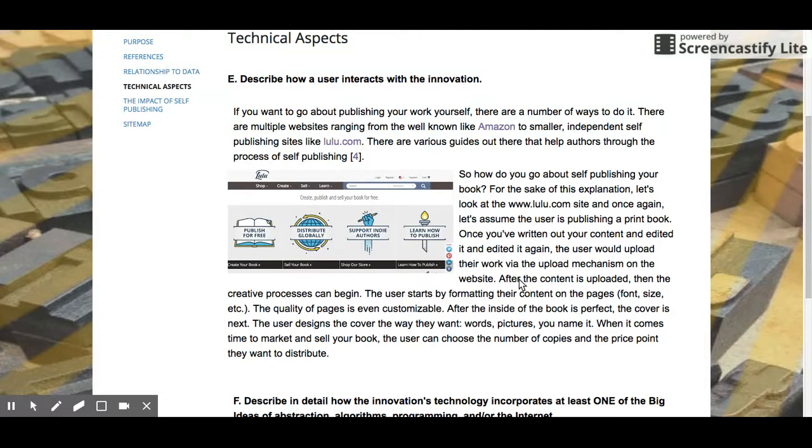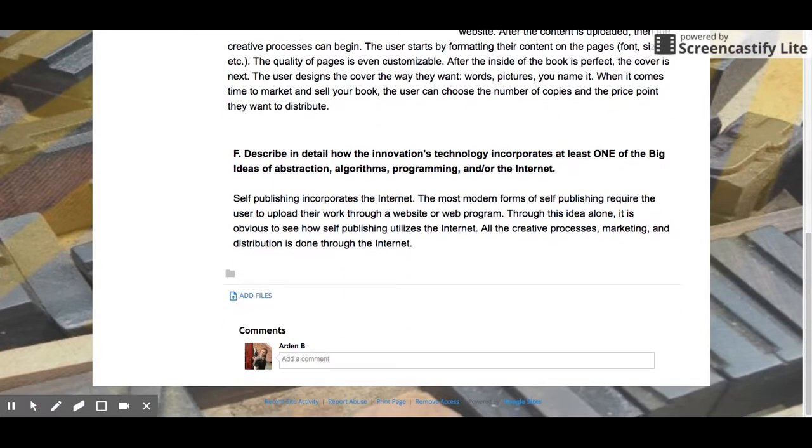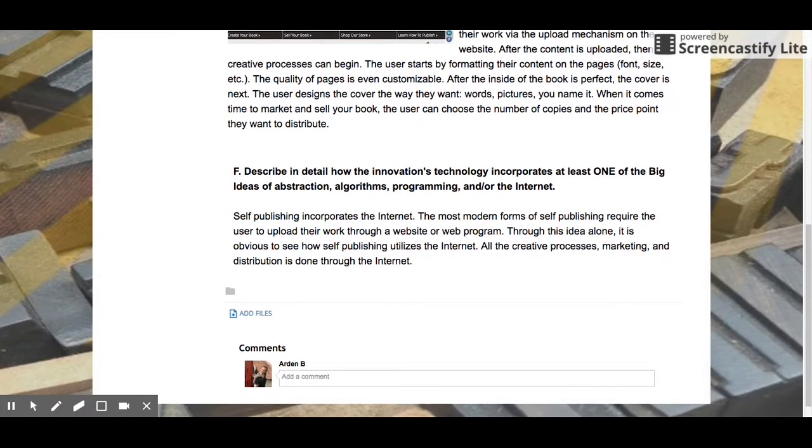So when you go onto these websites, you're going to have your content. Maybe you wrote it in Microsoft Word or Google Docs. You upload it on the website, and you pick what it looks like. You pick the layout, you pick the paper type, the font size, every little detail you possibly can think of. The best part is all these websites walk you through these programs, so you have guiding hands along the way.